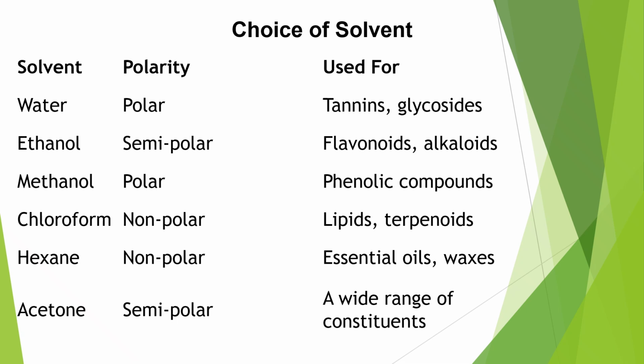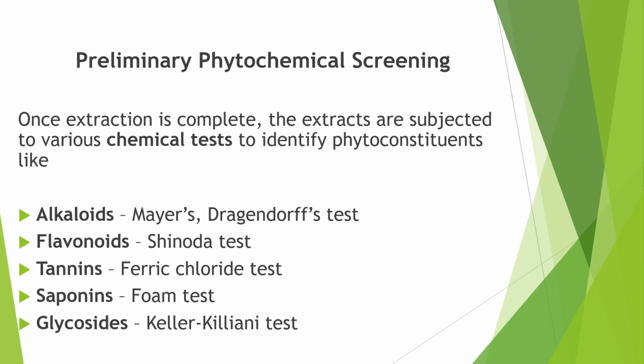In the case of chloroform, which is known as a non-polar component, we can go with lipids and terpenoids. In the case of hexane, similarly a non-polar solvent, it is effective for essential oils and waxes. In the case of acetone, which is a semi-polar solvent, we can go with a wide range of constituents from plant resources.